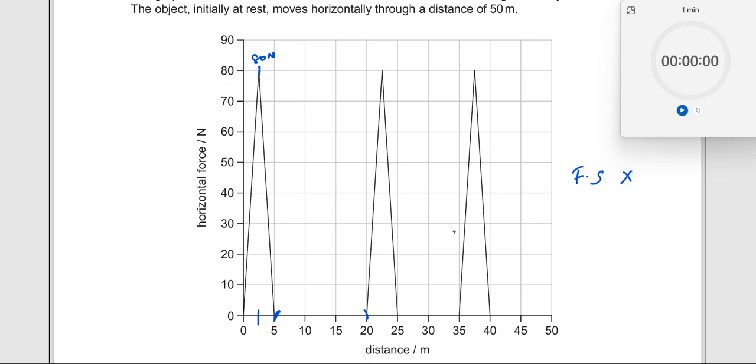Why? Because you see the forces are varying, right? And this is a graphical representation given. Find out the area of this particular triangle. What will be the area of this triangle? Let me write it down. It should be a half multiplied by the height, 80, multiplied by the base 5, right?